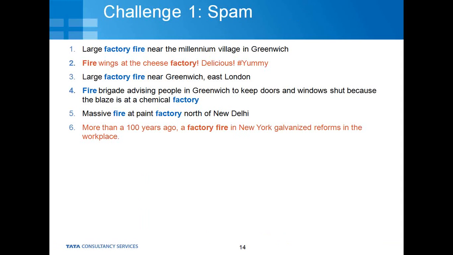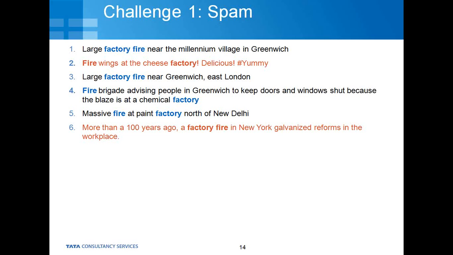So the first challenge would be that let us say we are looking for all the tweets which have the word fire and the word factory. And here on my screen I show some of those tweets. Those marked in red color, as you can see, do not indicate occurrence of an event, whereas those in black do indicate occurrence of an event. So what do we do about such spam tweets? Well, now we know what to do.